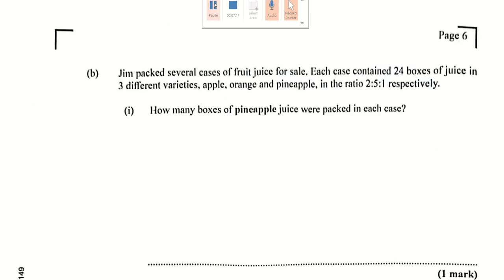So this question says, this is part B and number 1, right? Jim packed several cases of fruit juice for sale. Each contains 24 boxes of juice in 3. So one case, right? They told you that one case, that's what they mean by each case. That one case has 24 boxes of juice in 3 different varieties. We have apple, orange, and pineapple in a ratio of 2 to 5 to 1.